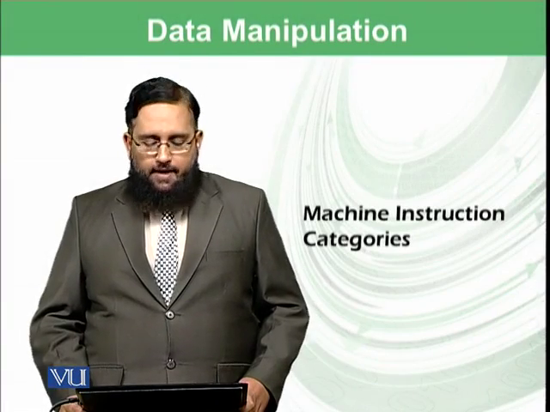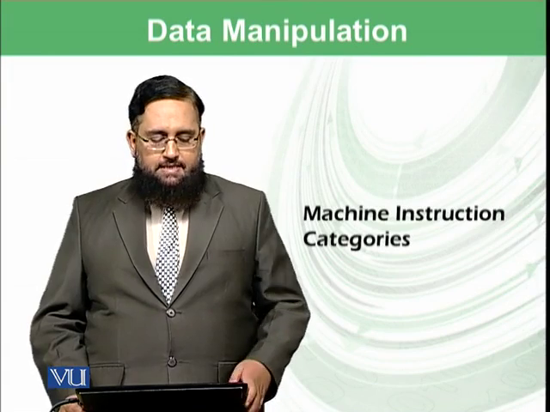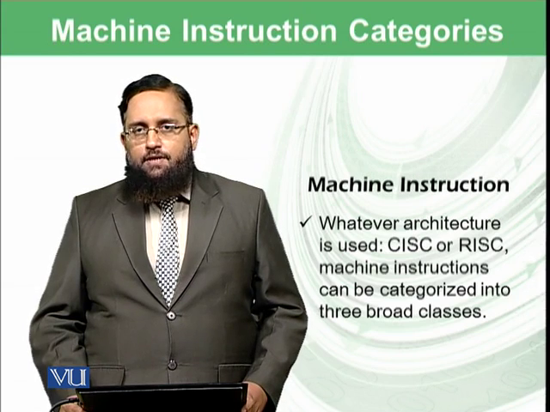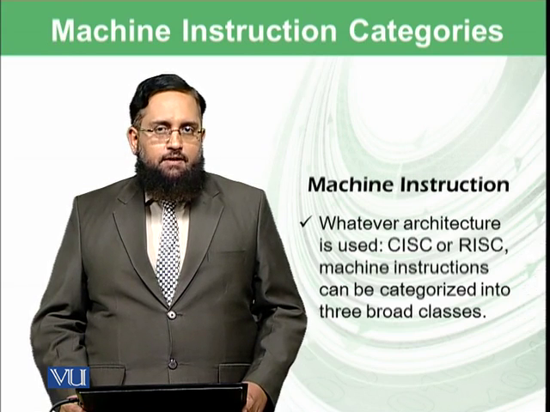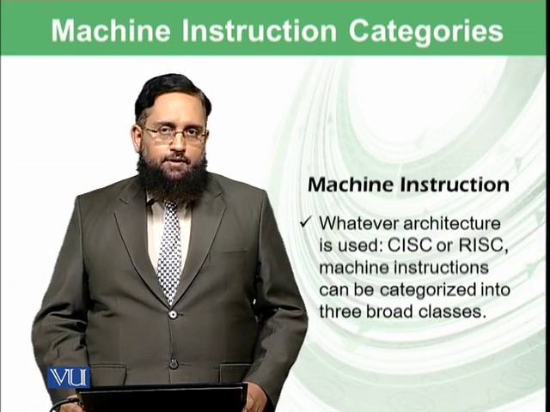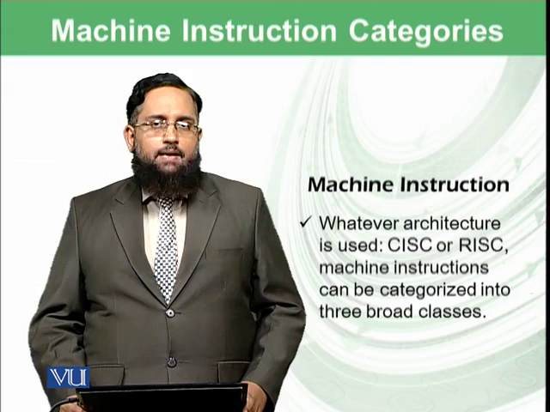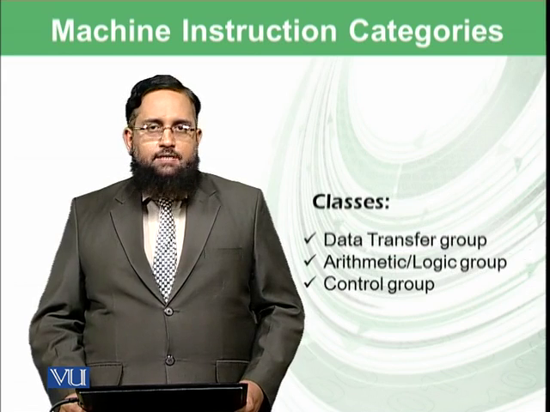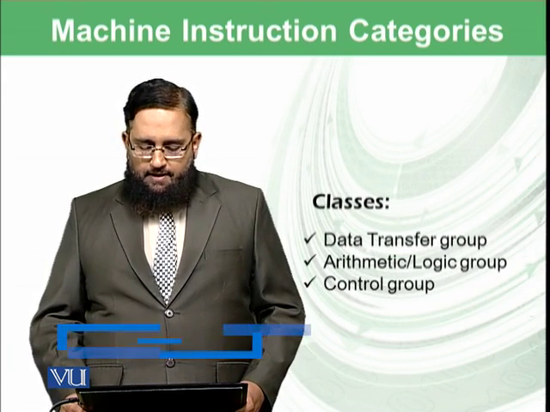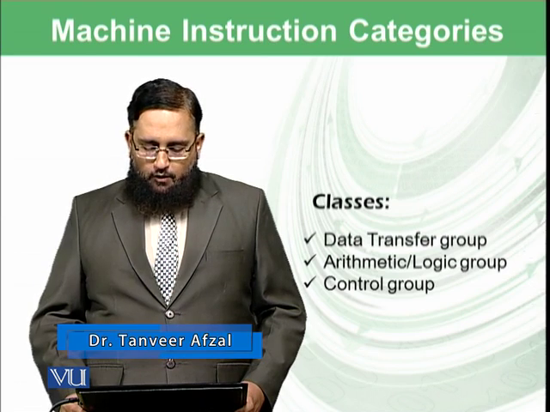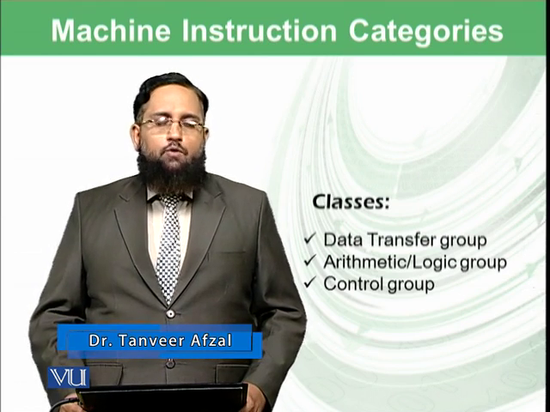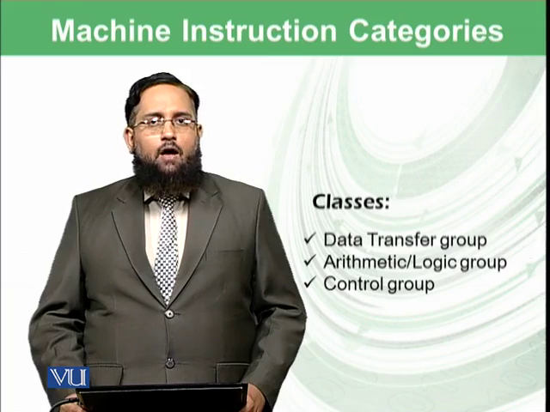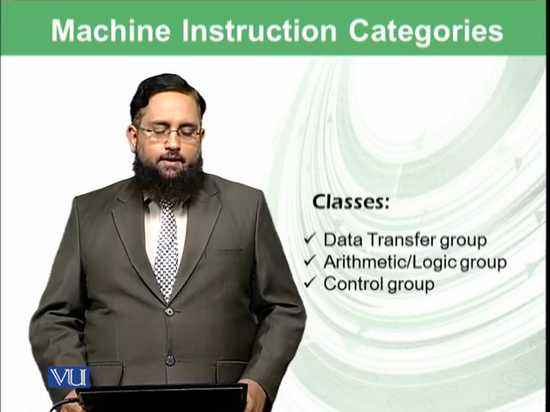Dear students, today we will discuss machine instruction categories. Whatever architecture a computer is using, whether CISC, complex instruction set computer, or RISC, reduced instruction set computer, the machine instructions can be categorized into three broad categories. These three categories are the data transfer group, the arithmetic logic group, and the control group. We will learn about all types of such instructions, what they form, and how they are decoded and encoded in the computer.